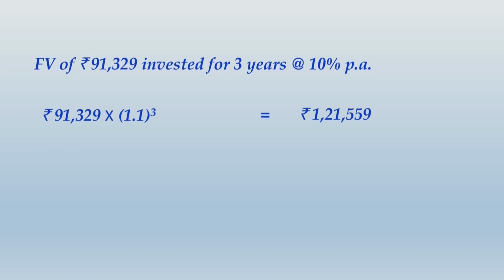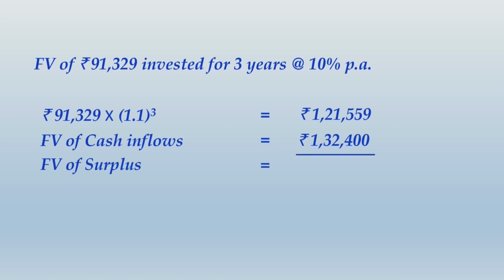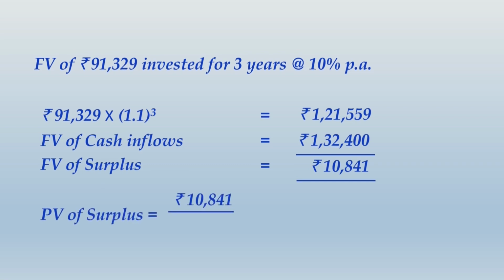But if you invest 91,329 into this project, the future value of cash inflows has been accumulated to 1,32,400. So investing in this project is giving you some surplus value, correct? And that surplus at the end of the project life is 10,841. If you find the present value of this surplus, the present value of this surplus would be 10,841 divided by 1.1 raised to 3, that comes to rupees 8145, which is nothing but the net present value. So 10 times we have discussed in your class that NPV is nothing but the present value of a surplus.